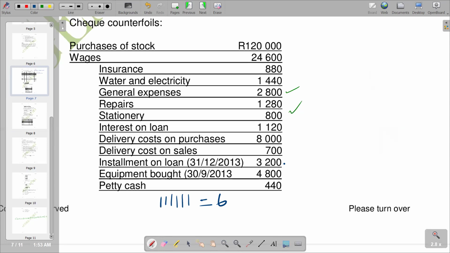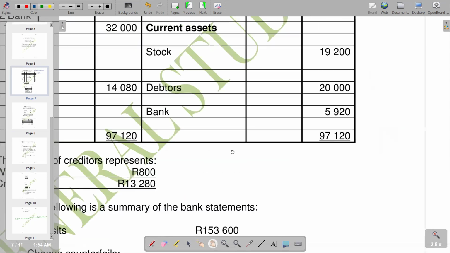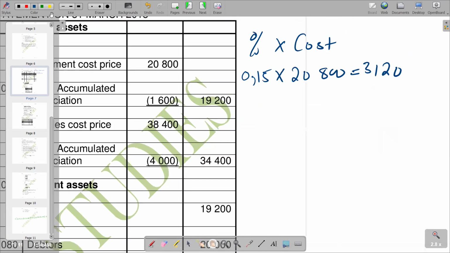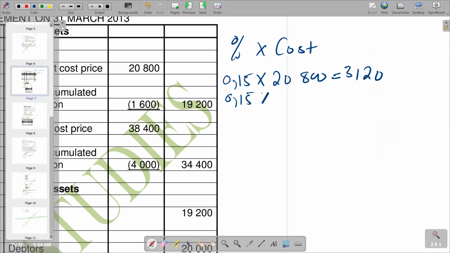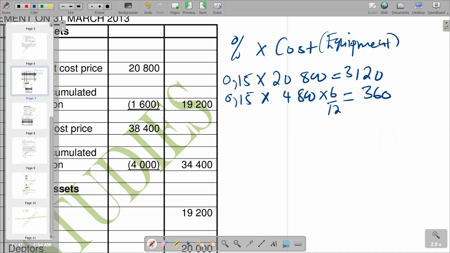So we're going to calculate depreciation for the 4,800, and then we multiply by 6 over 12. So basically we are saying 0.15 times 4,800, then times 6 over 12. And you're going to get your answer as 300. This is depreciation on equipment.